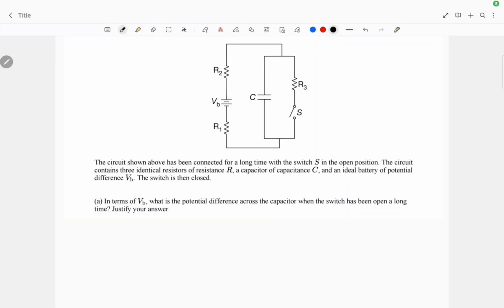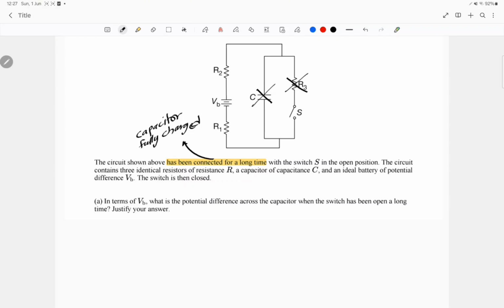The circuit shown above has been connected for a long time. Now, this is going to be your clue, because connected for a long time will make the capacitor fully charged. And if that's the case, no current is going to go through the capacitor branch. So no current can go through here. Okay, the switch is going to be in the open position. So that means that no current can go through R3 either.